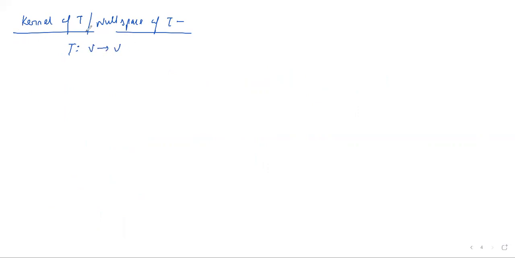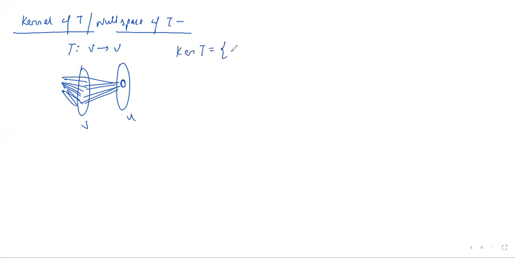Then the kernel of T, or you can say the null space of T, is the set of all those elements in V which map to the zero vector in U. This is our zero vector. Now I can write it like this: ker T is defined as the set of all those elements in V which map to the zero vector. That's how we can define it.